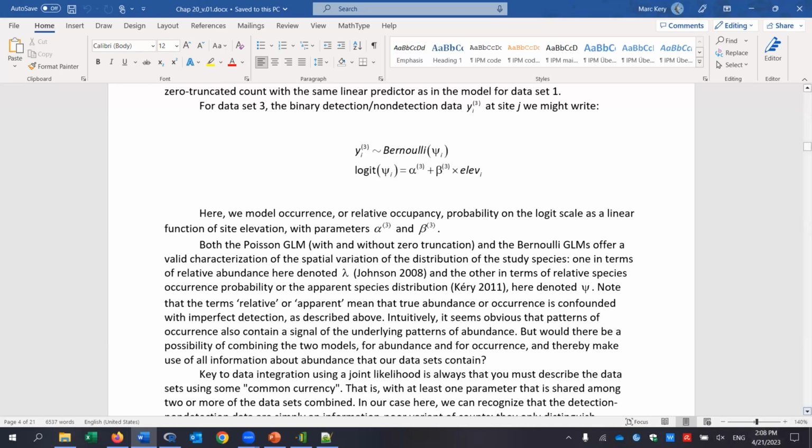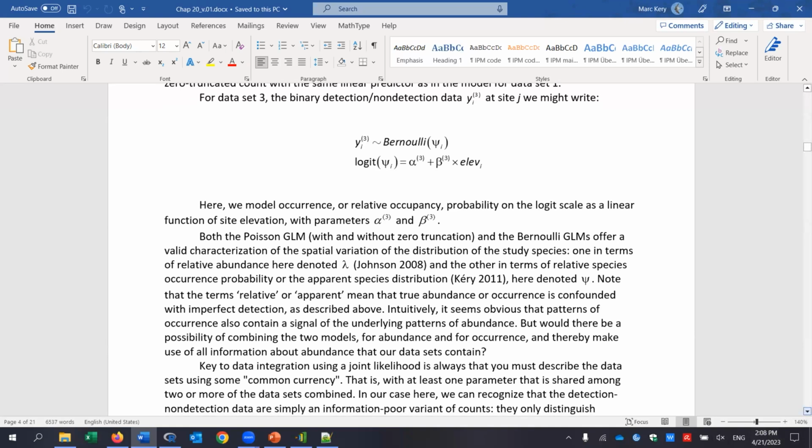Now I have a problem, and this is a typical case in integrated models. I have really these different data sets, and intuitively all of them contain some information about something underlying in which I'm interested: spatial variation in abundance, in density. But they're like in different currencies. So here I have occupancy, and in the other I have an expected abundance. So how can I bring them together?